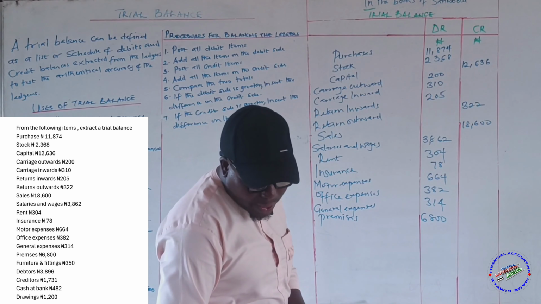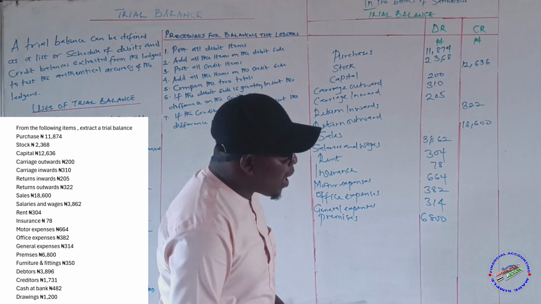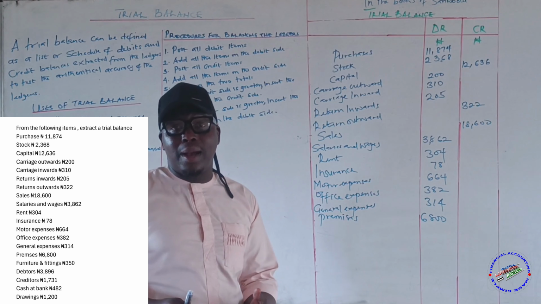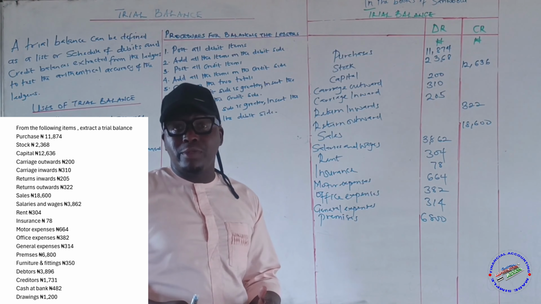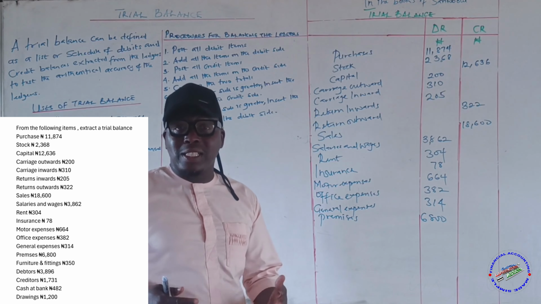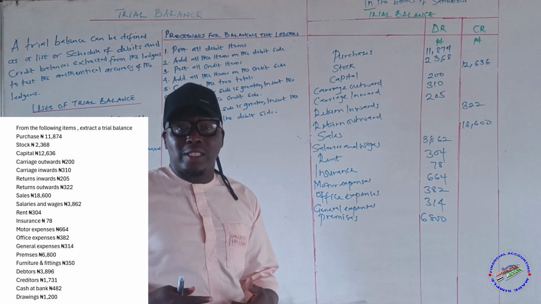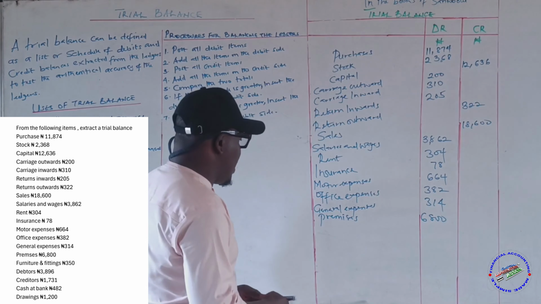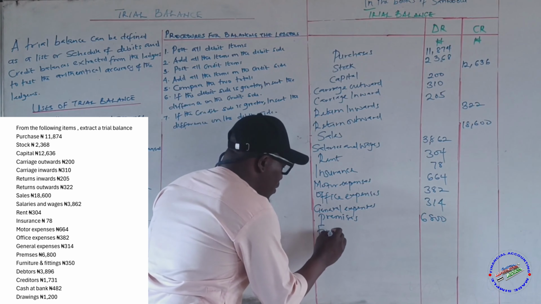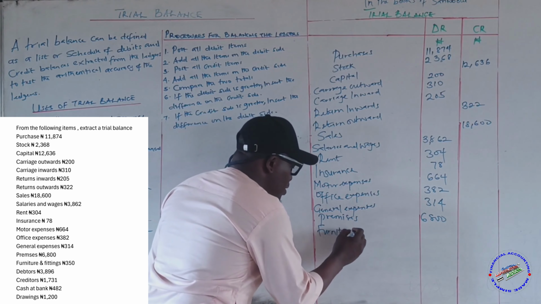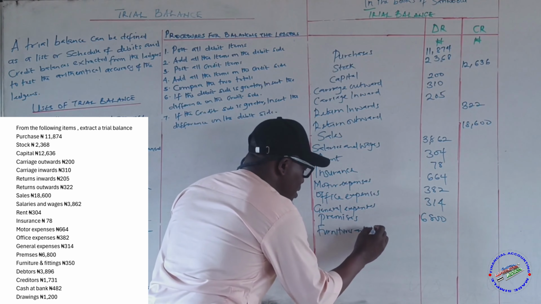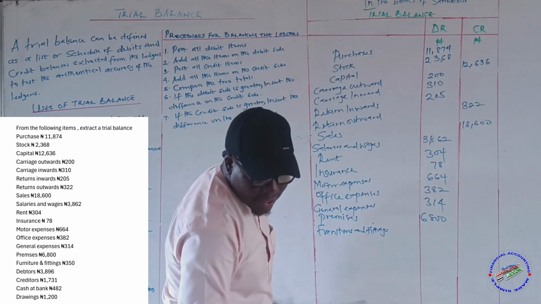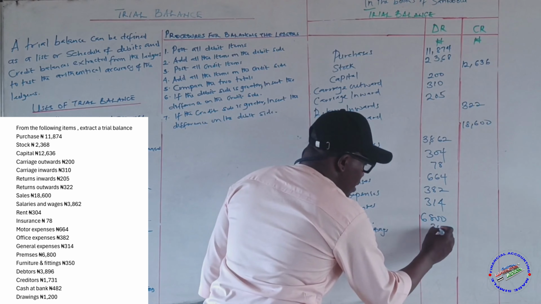The next one is furniture and fitting. Furniture and fittings, we all understand what furniture and fitting are. So what we use in our homes, in our schools, in our offices, they fall under furniture and fitting. So furniture and fitting also falls under assets, so it's going to have a debit balance. That is 350.